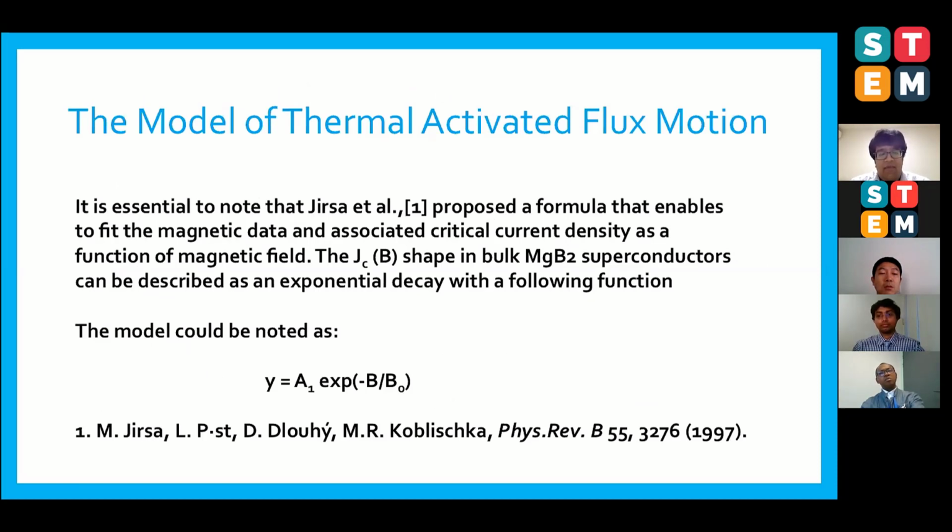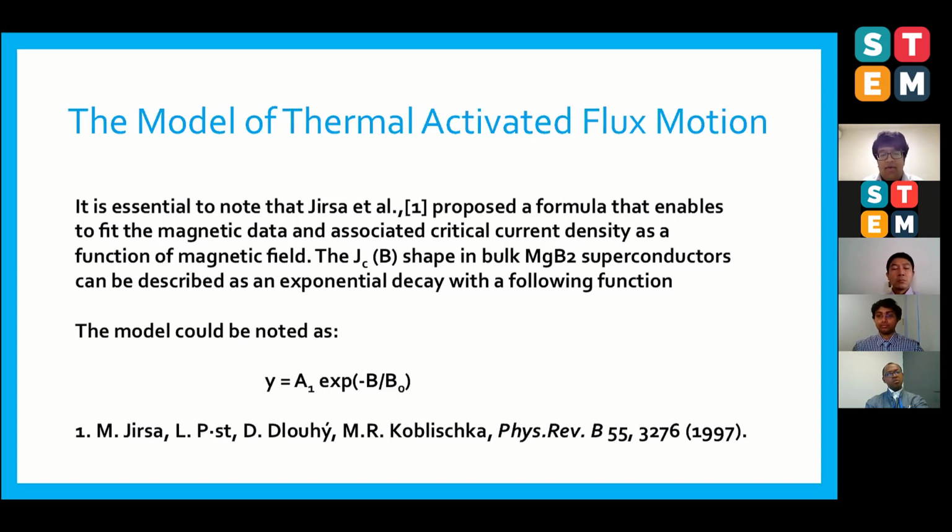It is also important to note that Jirsa et al. proposed a formula that enables us to fit the magnetic data and the associated critical current density using the equation that was explained there. Modeling the critical current density is very important from a science perspective because it gives us a strong comprehension of the flux pinning mechanisms, and that is very important to further improve the material's performance. And Perkins et al. proposed this model to fit the secondary peak on the critical current density as a function of the magnetic field.